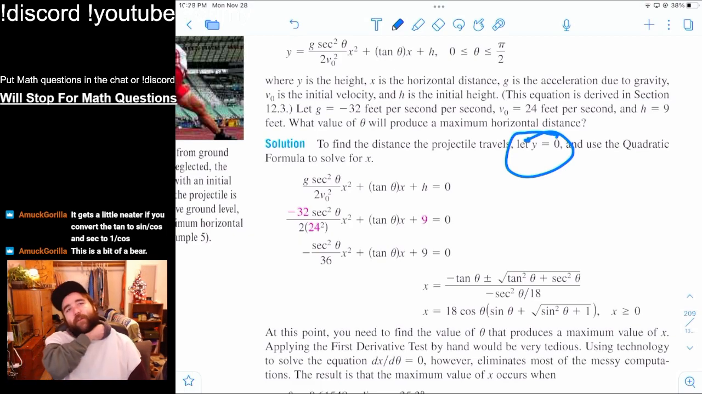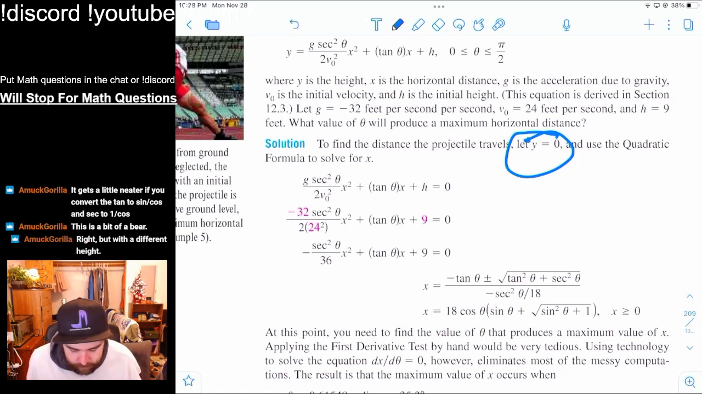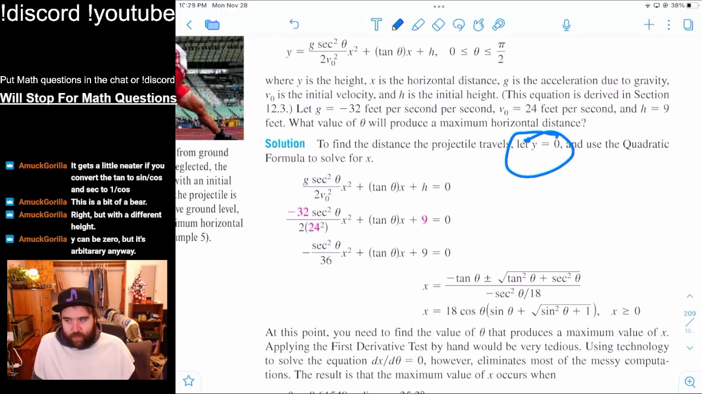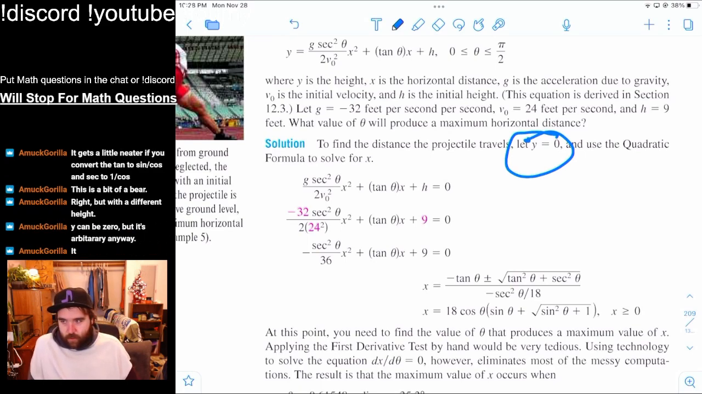So we just wanted to find the equation for the distance traveled. Oh my gosh. To find the distance the projectile travels, let y equal 0 and use the quadratic formula to solve for x. Let y equal 0. And you want to let y equal 0 because that's where it's going to hit the ground again. So then x is just the distance. And then they plug everything in because that's more intelligent. Y can be 0, but it's arbitrary anyway.